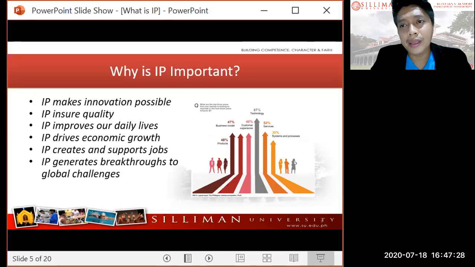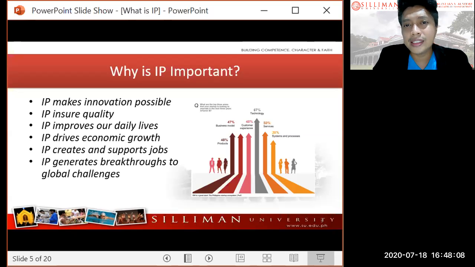So why is IP important? So why do we need to know IPs? IPs are important because they make innovation possible. Based on the PwC information, we can see that technology is the leading innovation here in the Philippines. With IP, individuals and institutions are given the freedom to conduct research, design, and develop without the threat of anybody stealing and benefiting from their creativeness.